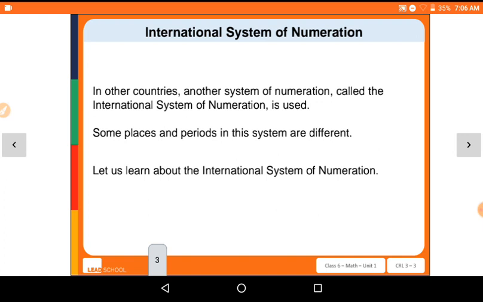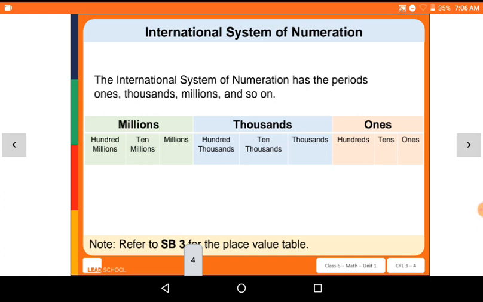That is considered in the other countries, another system of the numeration, that is known as the international system. So some places and periods in these systems are different. Let us learn about the international system over here. This is purely the international system of the numeration with the periods: ones, thousands, and millions. So you can also write down this international system of the numeration from the SB3.